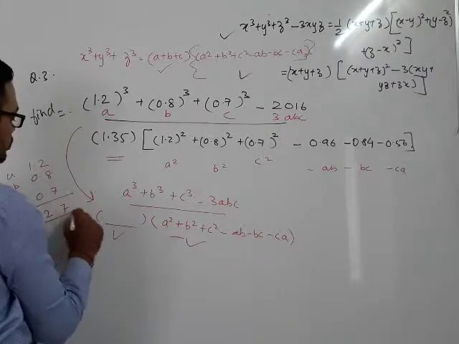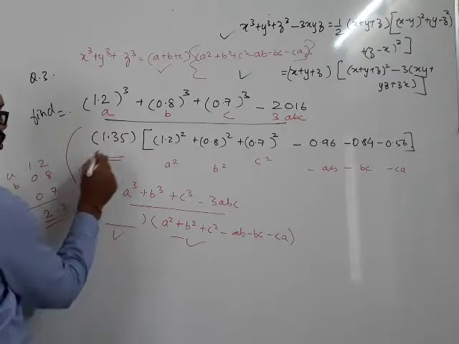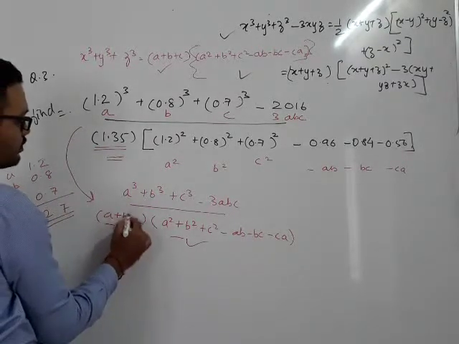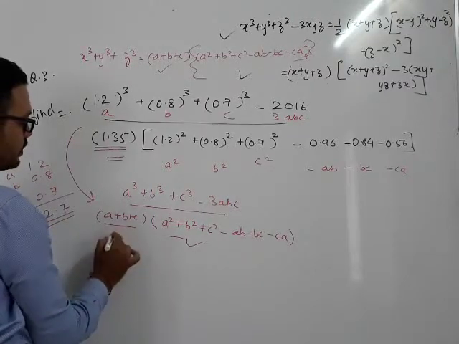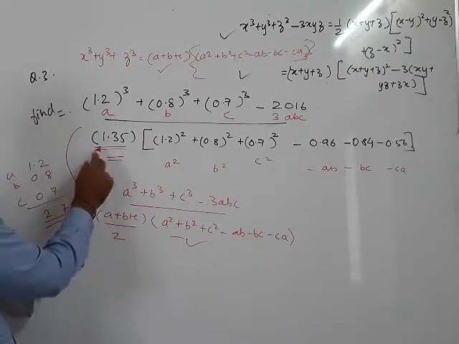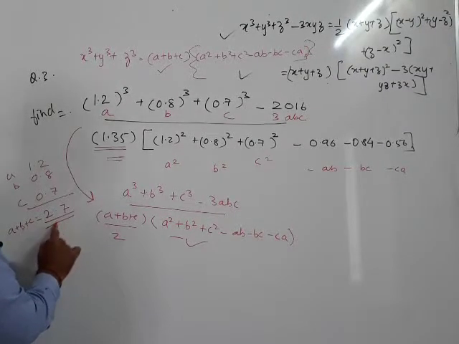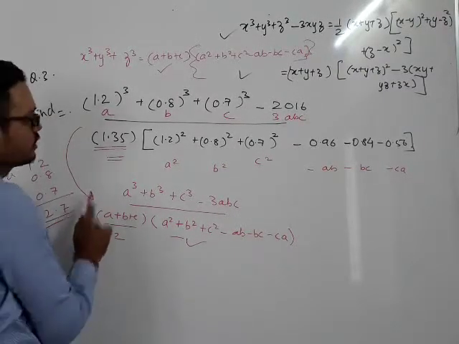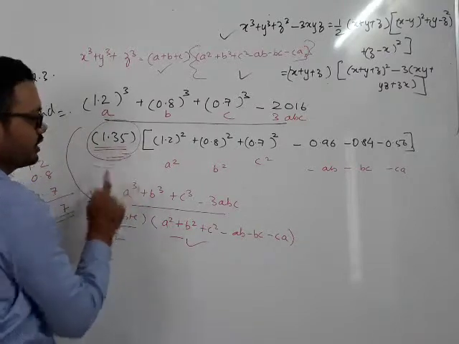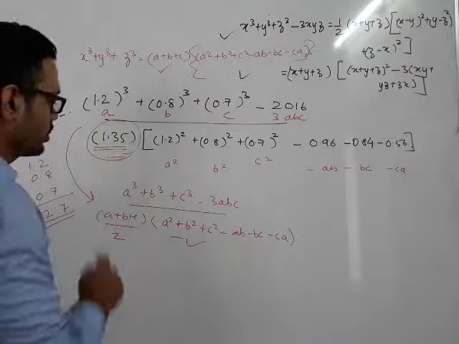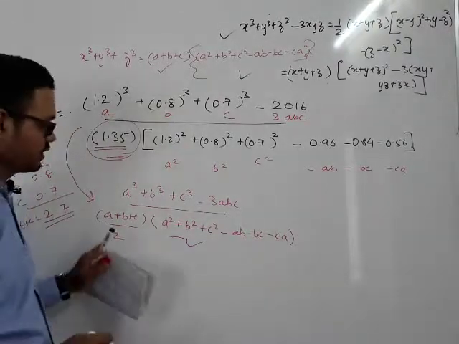It is coming as 2.7. So it is nothing else but a plus b plus c divided by 2, because a plus b plus c is coming as 2.7. The only twist here is they have given not a plus b plus c, they have given a plus b plus c by 2. So we'll put this value as a plus b plus c by 2.